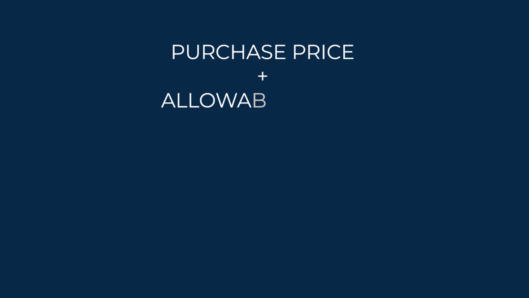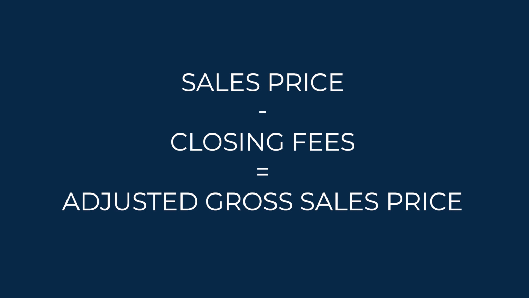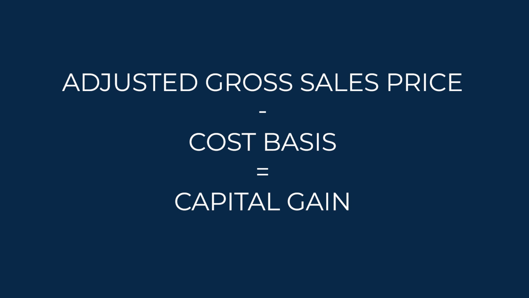And then when you sell, you take your sales price minus any closing fees, and that is your adjusted gross sales price. Minus your cost basis from that, and that is your capital gain. That is the number you'll be calculating your taxes on after you execute the sale.